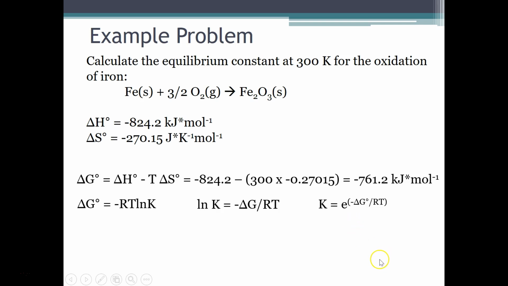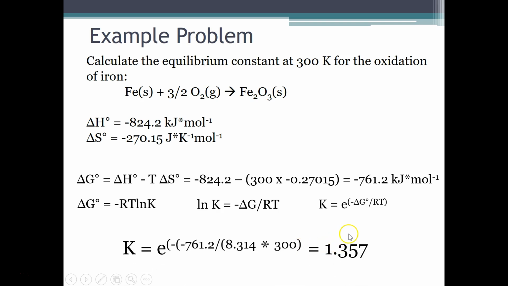Now, like I told you, if you are unfamiliar working with natural logarithms, you really should be, so I'd recommend, if you're not, watching a few YouTube videos or asking your math teacher and getting caught up on that, or asking me during free time. All right, so when we plug into our equation, we get K is equal to 1.357.